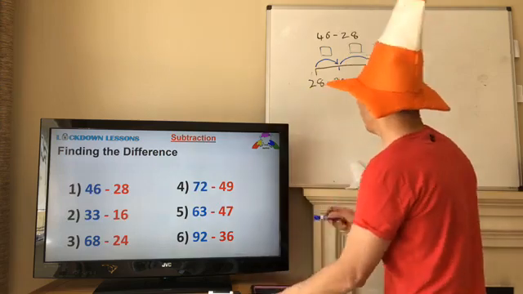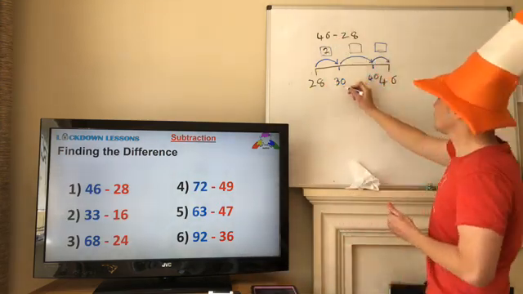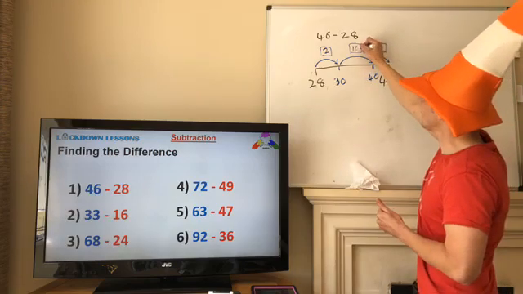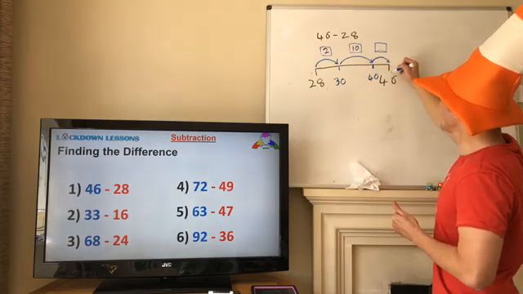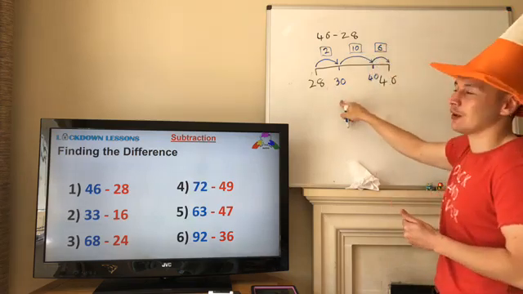Okay, so if you were doing this, you would jump from 28 to 30, which is 2. You'd then jump from 30 to 40, which is 10. You'd then jump from 40 to 46, which is 6. Then add them all together. This is where I got the 18 from.